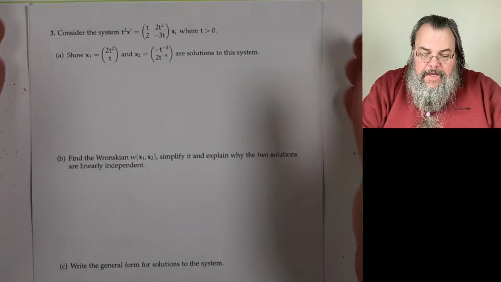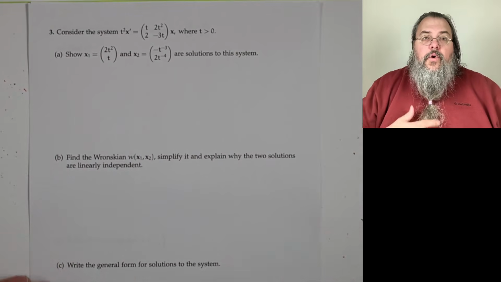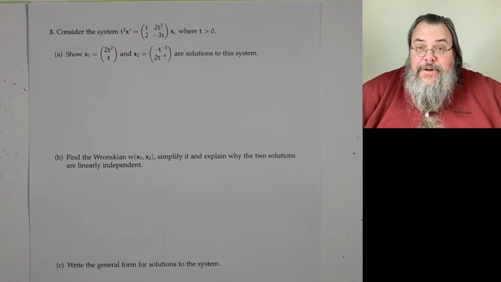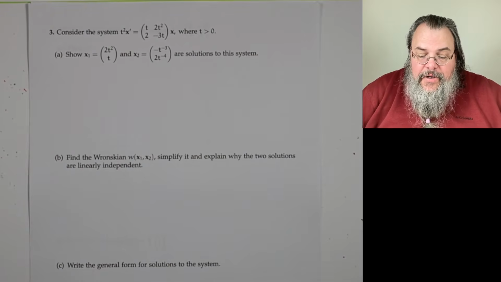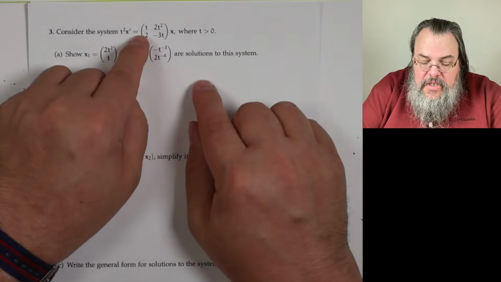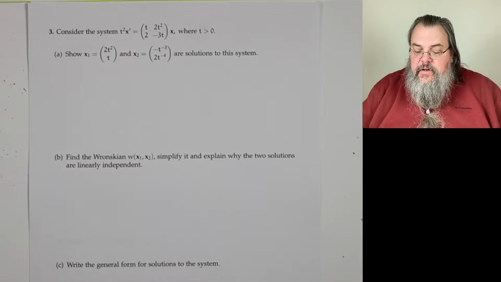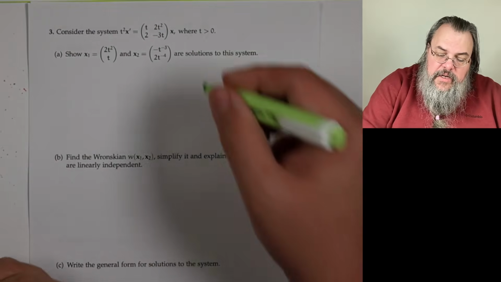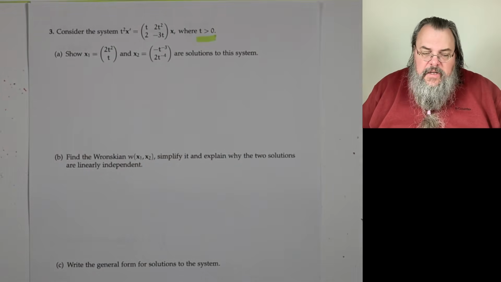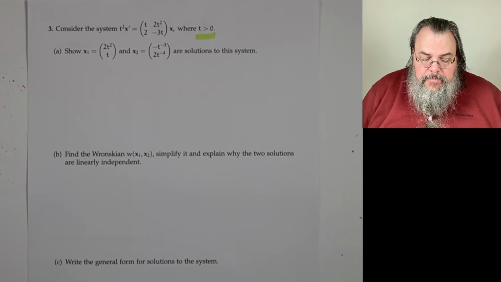All right, we're doing great. We're on pace. Beautiful. Catch a quick breath and on to number 3. Consider the system t squared x prime equals the matrix t, 2t squared, 2 minus 3t, times x, and t greater than 0. I'm going to make a note of that. Who knows if it's important, but whenever it's something a little bit different, I like to make a note of things. All right, so we have our setup.